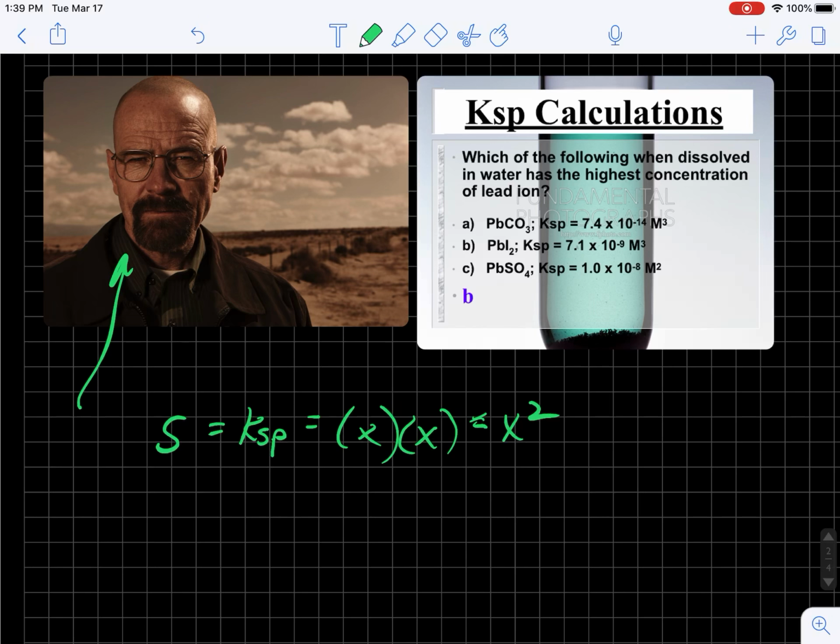So I can just take the square root of those answers and I can eliminate answer A right away, because I know in answer A, the square root is going to be approximately 2.5 times 10 to the minus 14. I said 10 to the minus 14, I mean 10 to the minus 7, 10 to the minus 7 molar. And answer C, we take the square root of that and we get 1 times 10 to the minus 4 molar. So automatically I can eliminate answer A.